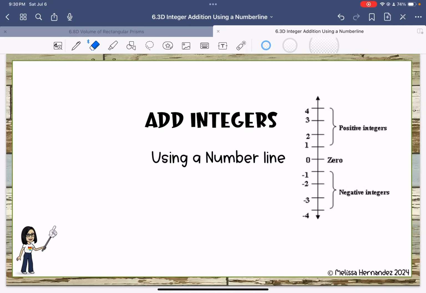In this video, we're going to practice solving integers, but we're going to use a number line to find our solutions. All right, so we're going to go ahead and get started.